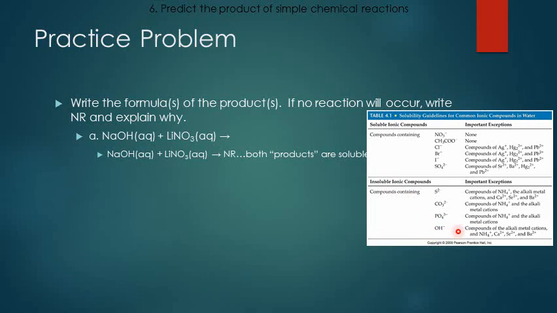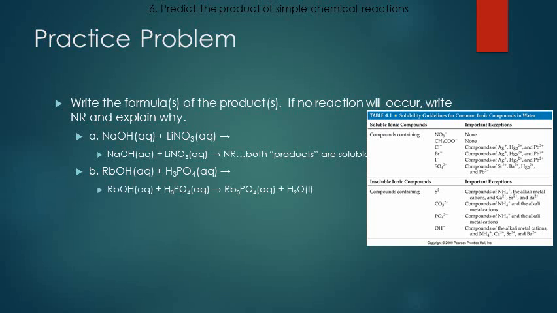However, notice one of the exceptions are alkali metal cations. Well, lithium is an alkali metal, so the alkali metal cation with hydroxide makes it soluble. So this would be no reaction. Next practice, rubidium hydroxide with phosphoric acid.